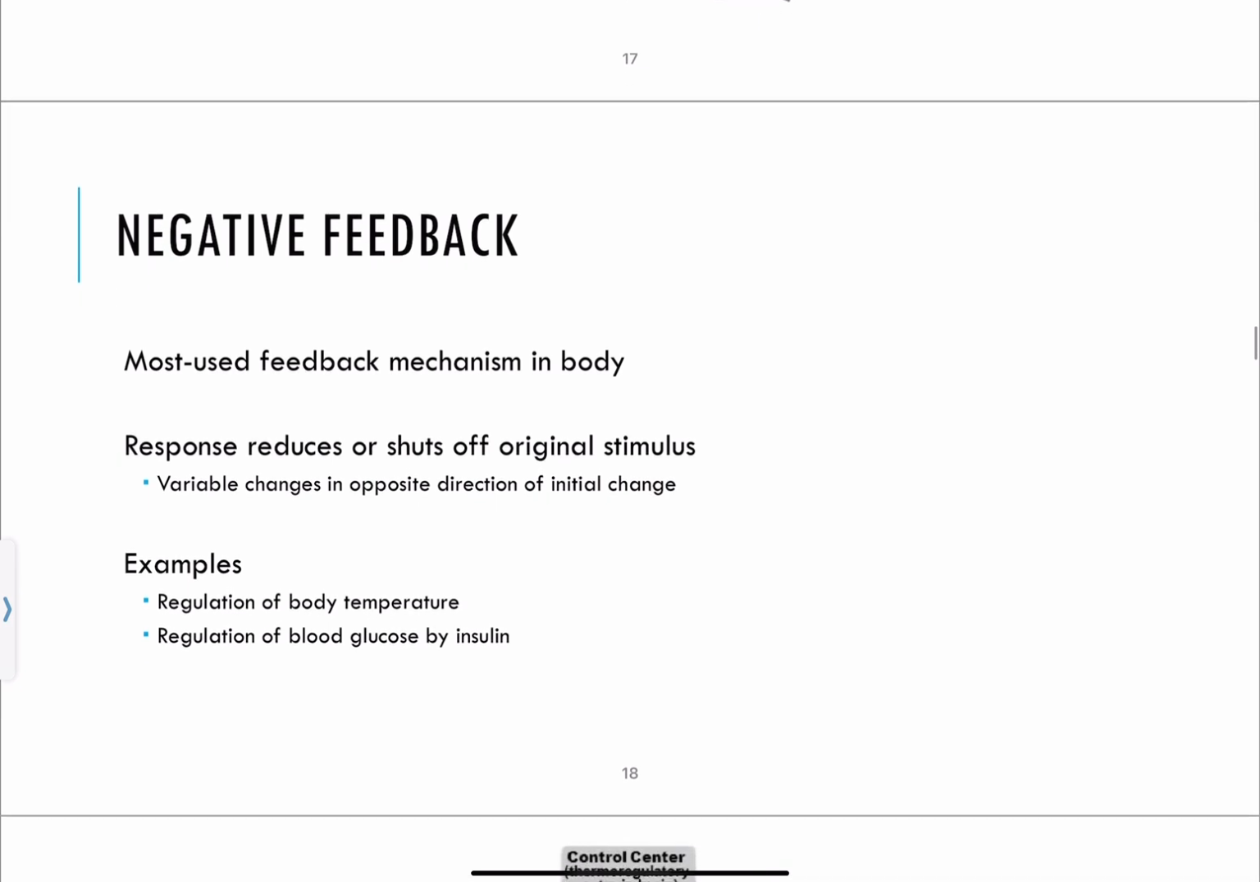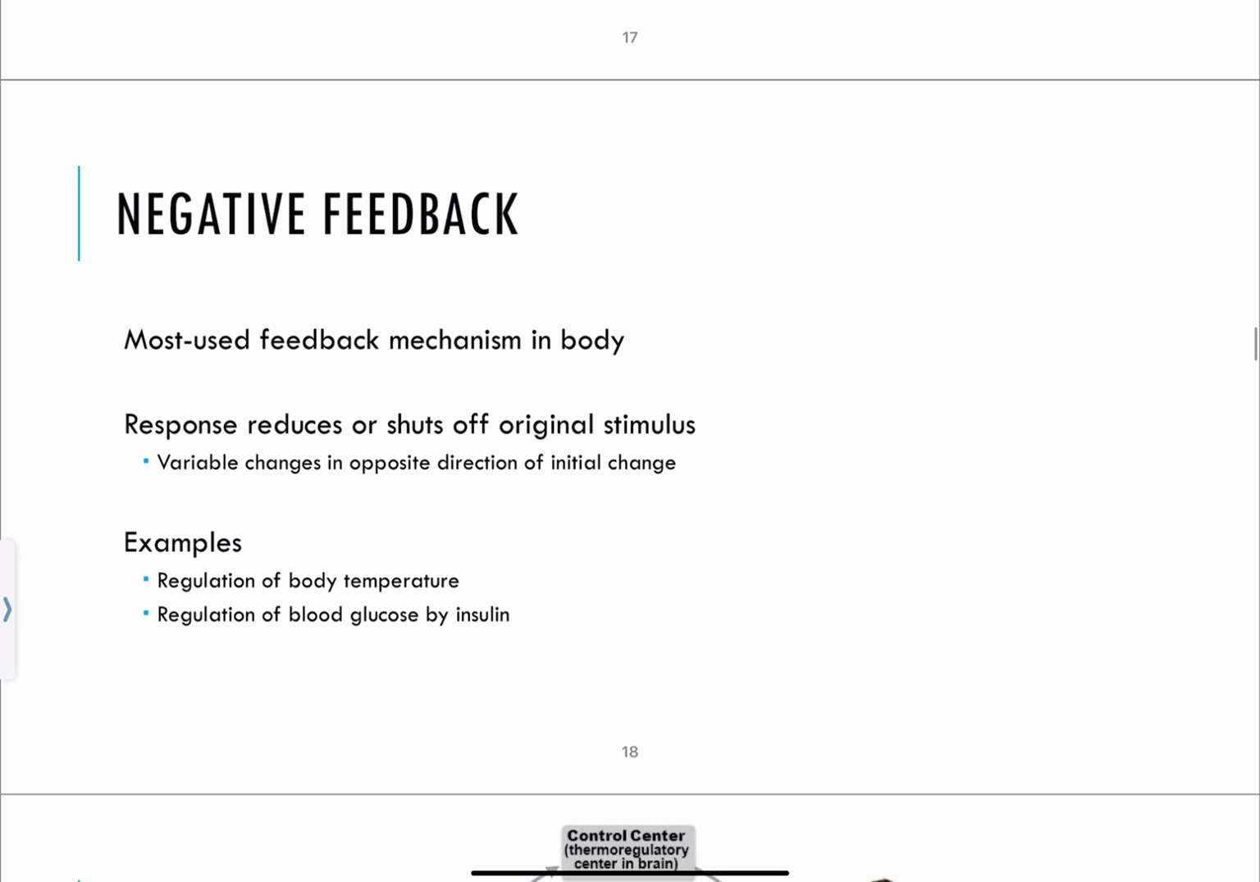So then we have negative feedback, and negative feedback is the most common, or frequently used, feedback mechanism in the body. The response is going to either reduce or shut off the original stimulus. The variable changes in the opposite direction of the initial stimulus, basically in an attempt to return it to some sort of baseline or ideal value. So a really good example is body temperature.